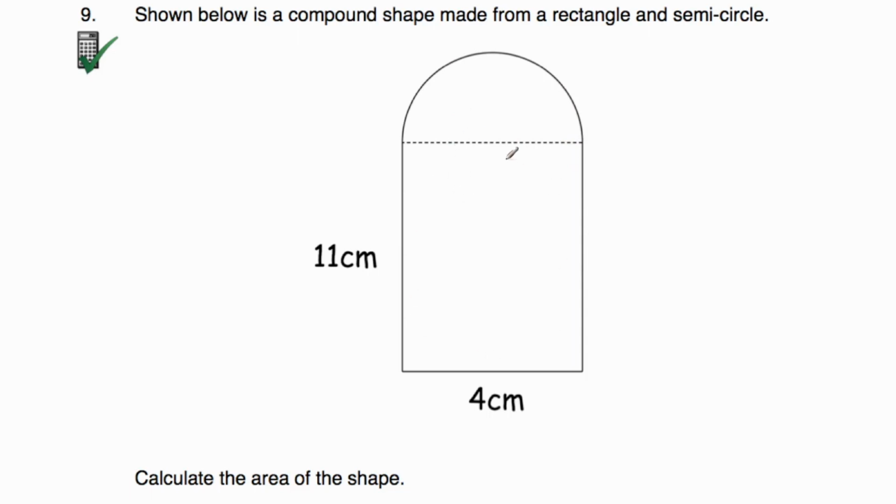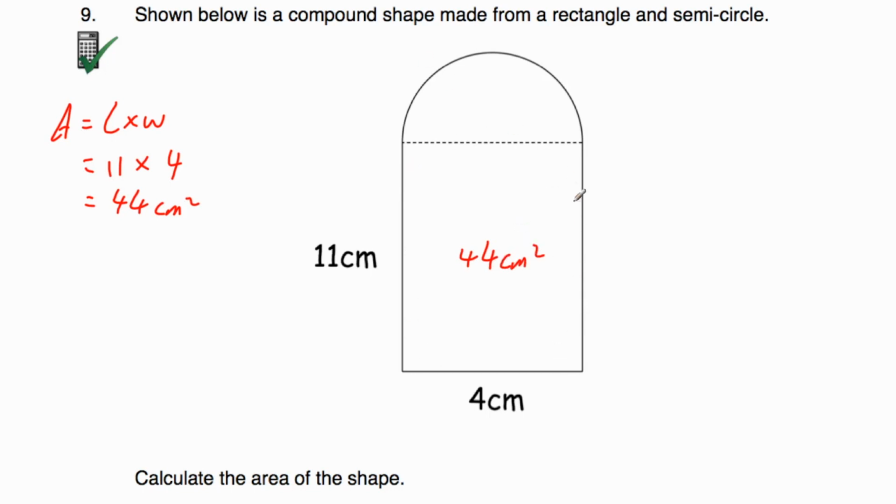So let's find the area of the rectangle to begin with. The area of the rectangle, area is equal to length times the width. That would be the length 11 times the width, which is 4. 11 times 4 is equal to 44 centimeters squared. So this rectangle has an area of 44 centimeters squared.